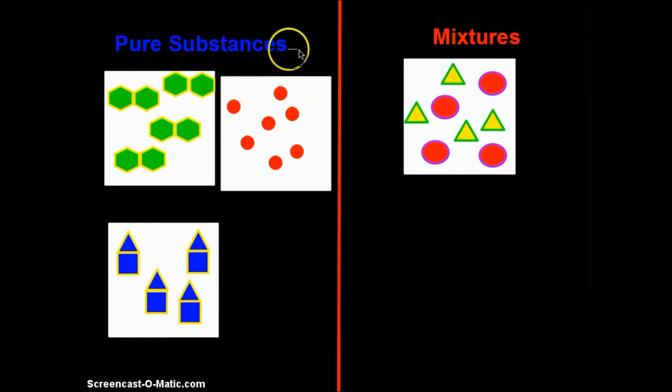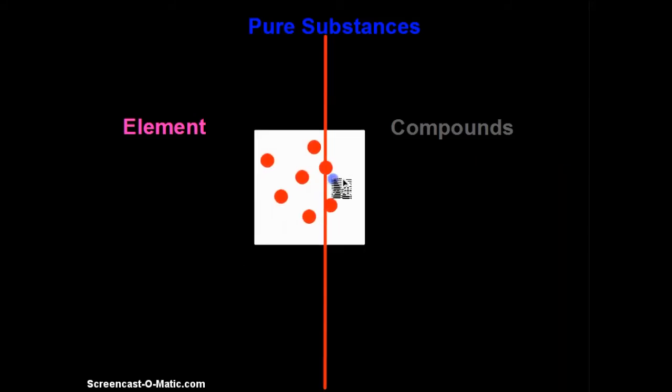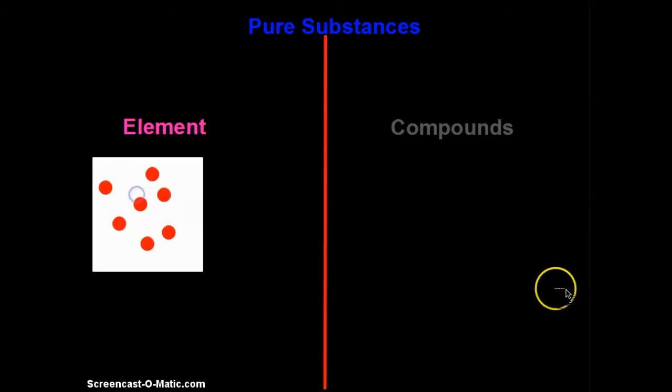So now I want to look at just the pure substances, because now we have just pure substances on this side, and I want to see what makes this a compound or an element. Then we'll look at mixtures, and we'll look at the two different types of mixtures. Okay, so with a pure substance, we can either have an element or a compound. Remember, elements are going to be all the same type of atom. Compounds are going to be all the same type of molecule. So if we bring our first one in here, we have a whole bunch of red circles. They're all the same particle, and they're all just one type of atom here, red circles. So that's going to be an element.